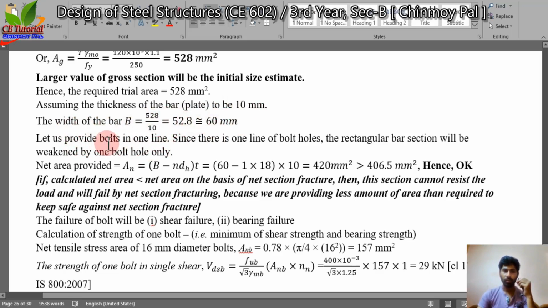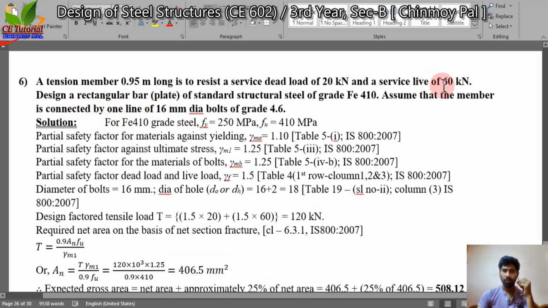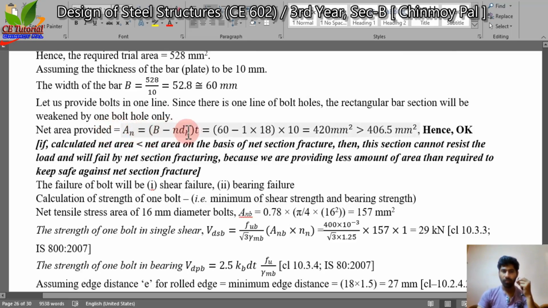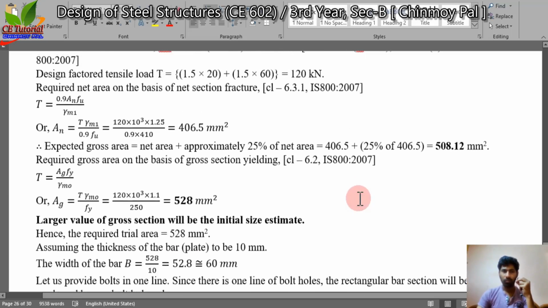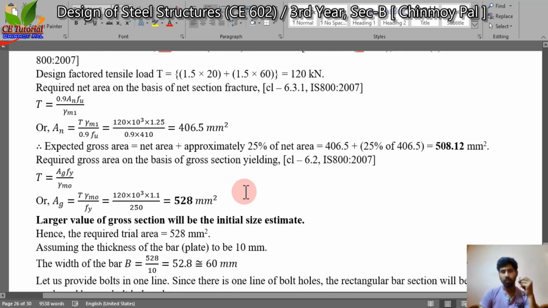Now we have to provide the bolts in one line. So in the question it is given, assume that the member is connected by one line of 16 mm dia bolt. So the neat area will be B minus N DH into T. So B is our 60 and N is equal to number of bolt, that is 1, and DH is equal to 18, and T is thickness 10 mm. So 420 mm square is the neat area, which is also greater than our calculated neat area, that is 406.5 mm square. Hence, after selecting this plate, the member will be in safe condition.